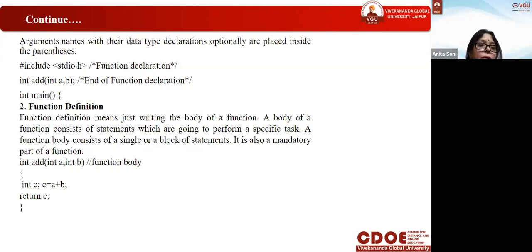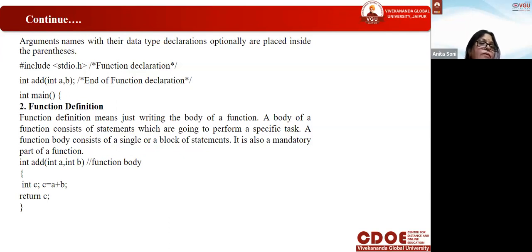So you are comparing two variables and storing the result in a result variable. This is the code to find the maximum value. The same here: whatever specific task you want to perform, you have to write the logic or statements inside the body of the function. So a function body consists of a single statement or a block of statements. So it is a mandatory part of the function.